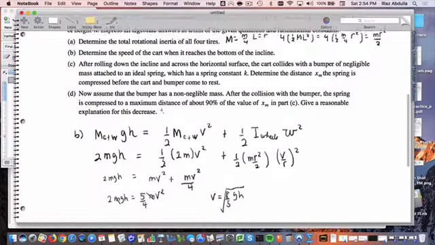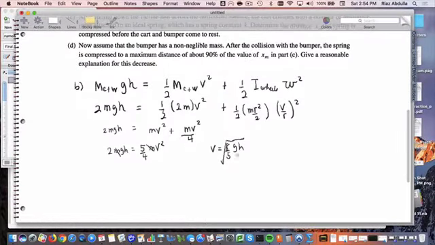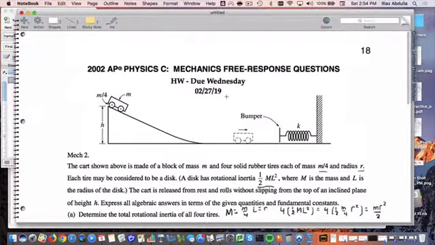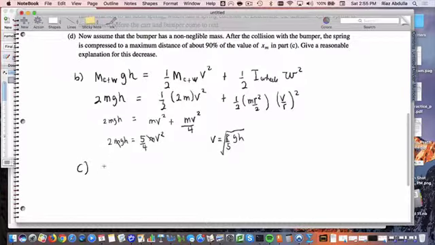For part C, it says, after rolling down the inclined plane and across the horizontal surface, the cart collides with a bumper of negligible mass, which has a certain spring constant, and we want to determine the distance the spring is compressed before the cart comes to rest. So what's interesting about this is we can assume complete and total energy conservation. So rather than doing anything elaborate, we'll assume that all of this gravitational energy gets converted into spring potential energy. So we're going to end up getting the square root of 4mgh over k equals this x maximum.